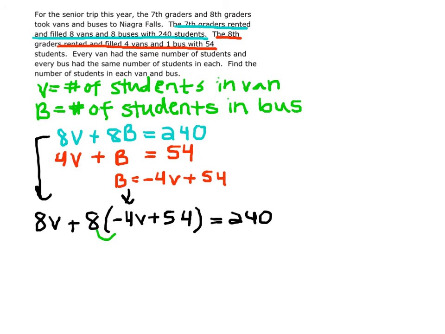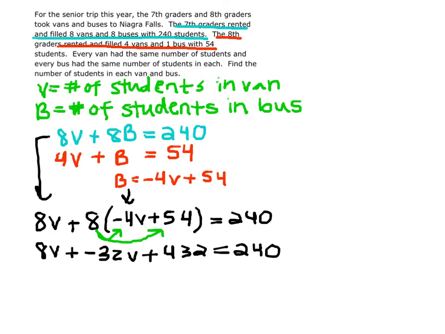Using the distributive property to distribute this 8 into the parentheses, we can rewrite this equation as 8V plus negative 32V plus 432, and that equals 240. When combining like terms and simplifying, we have negative 24V equals negative 192, and V equals 8.